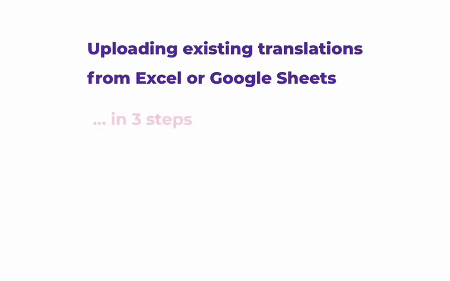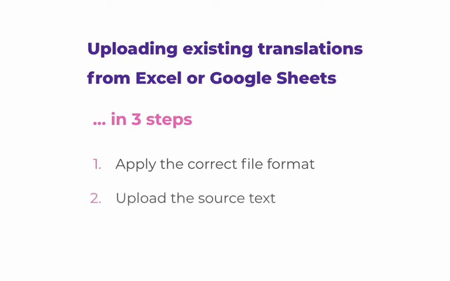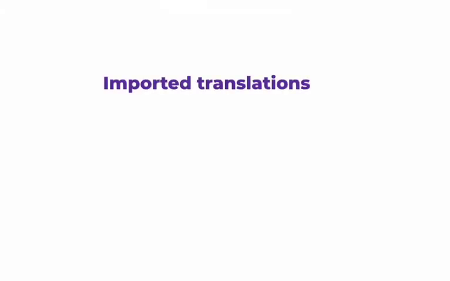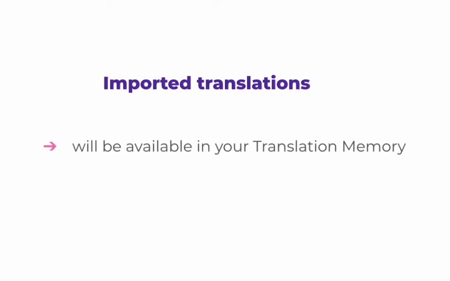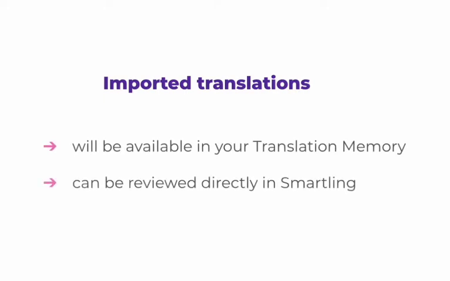We will need to follow 3 steps. Firstly, we will need to make sure that the file is formatted correctly. Then we will upload the source text to Smartling. And lastly, we will import the matching translations. Once the import is completed, the translations from your spreadsheet will be available in your translation memory, and they can also be reviewed directly in Smartling.